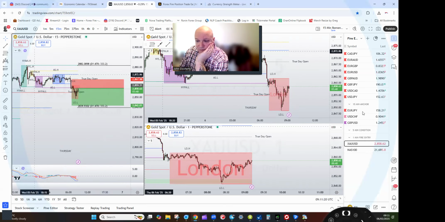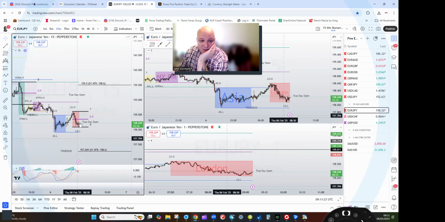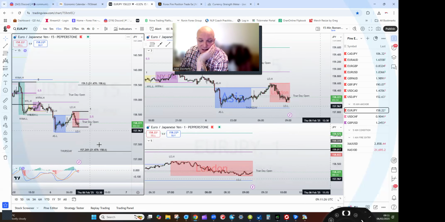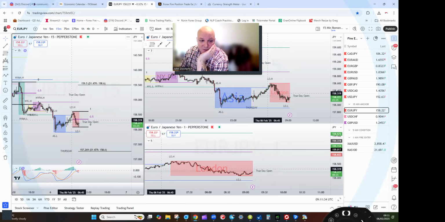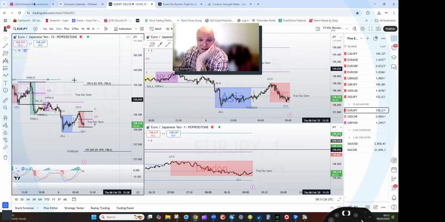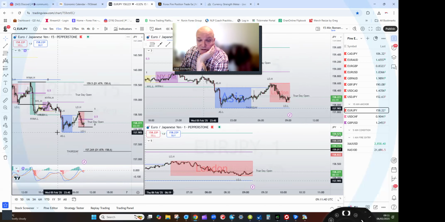So all in all, we've got the Euro JPY waiting for a 50% return, and then we'll get in on a continuation drive down simply because the Euro is weaker than the JPY. We did have the sweep out of the Asian session, so this has got the hallmarks of the mechanics that we know and trust on the fire entry.